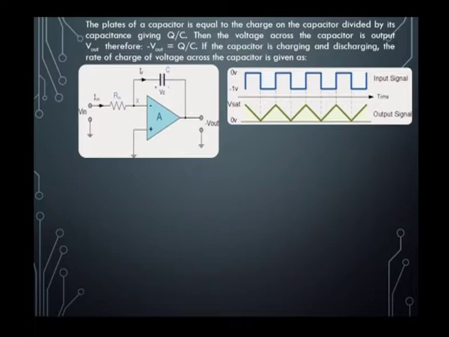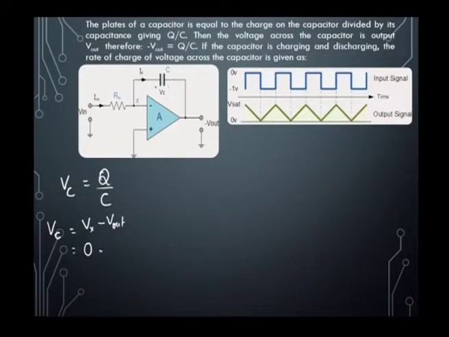If the capacitor is charging and discharging, the rate of change of the voltage across the capacitor is given like this: V C is equal to Q, the charge on the capacitor, divided by C, and this V C can also be written as V x minus V out. We write Vx because an inverting amplifier configuration is used for an integrator. Whenever Vx comes, we need to remember the virtual ground concept. So, Vx is equal to 0 minus V out.